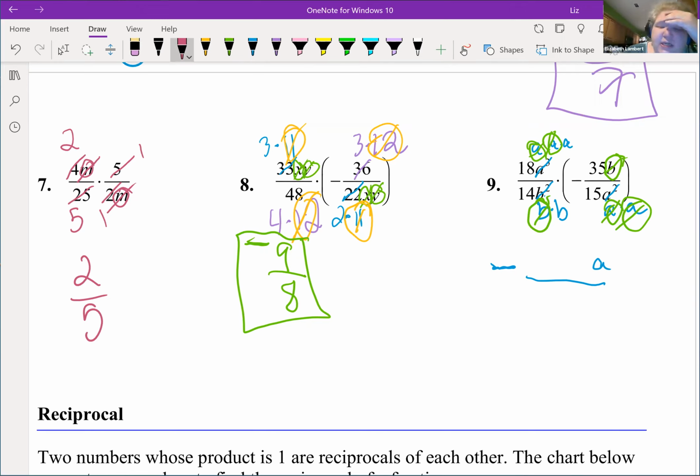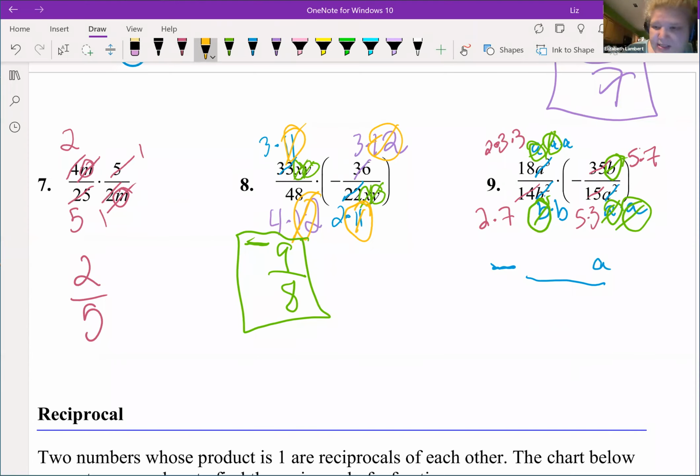All right, so 14, there's only one way to write that really. That is 2 times 7. And 35 up here is 5 times 7. Then on the bottom here, 15 is 5 times 3. And 18 up here is 2 times 9, or 9 is the same as 3 times 3. So I'm going to write that. 2 times 3 times 3.